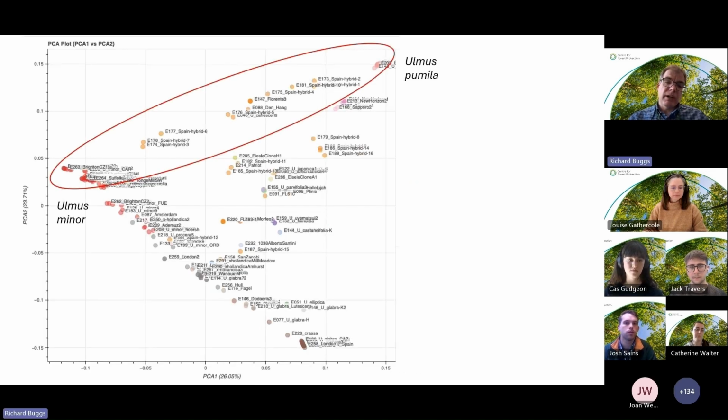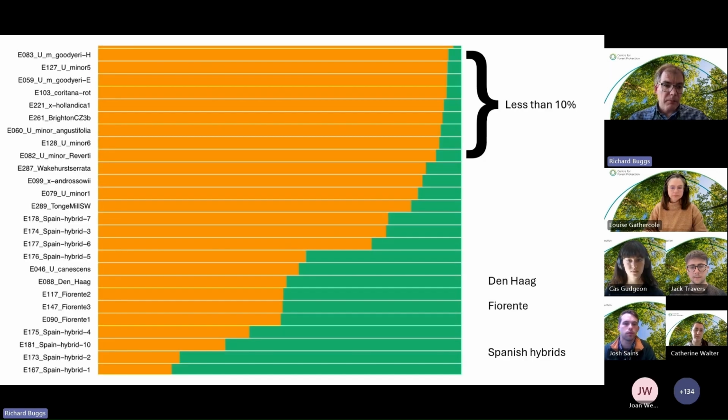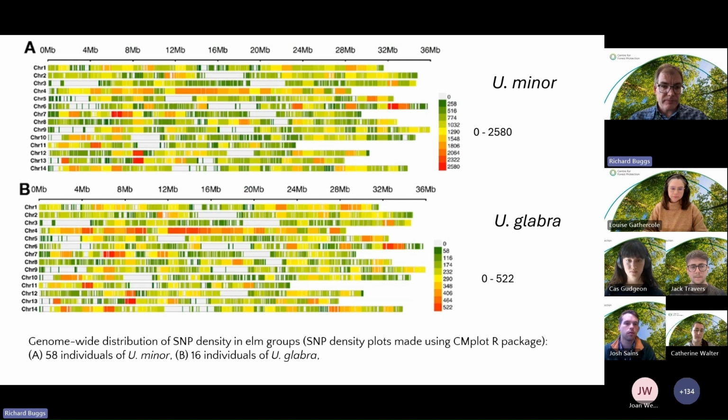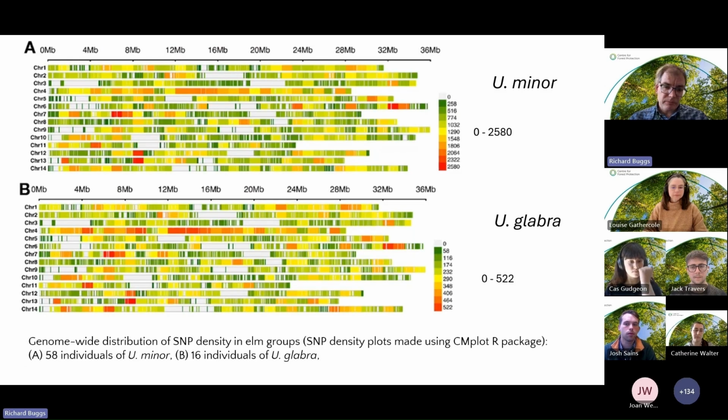We also looked at the range of individuals between Ulmus pumila and Ulmus minor, and again we found evidence of introgression of pumila into minor. And interestingly, some of these were things that have been identified before as minor or even as Hollandica. So perhaps there is a component of pumila in them.